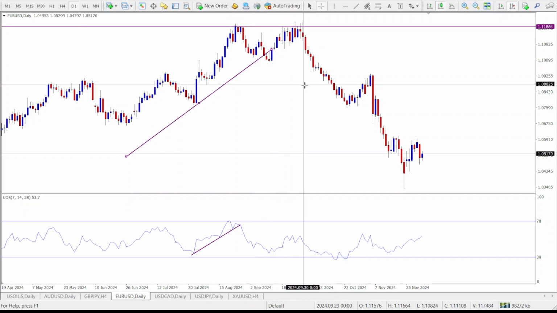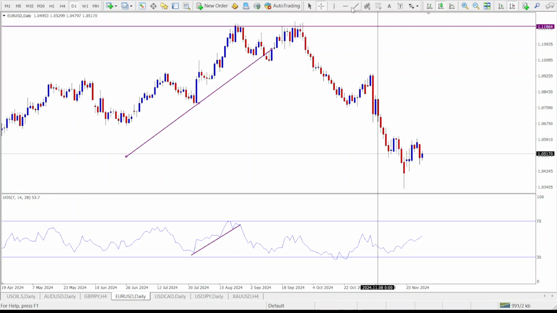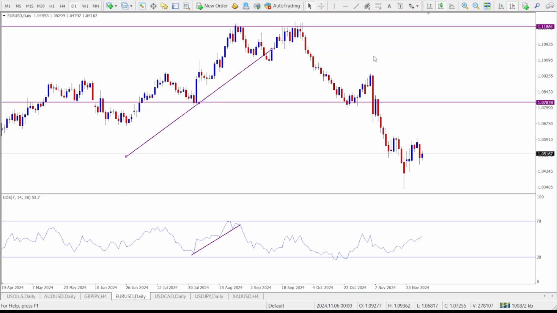And then for the take profit, we can consider using support zones. We can use support levels for our take profit, or we can decide to wait for the ultimate oscillator to get towards the 30 level.